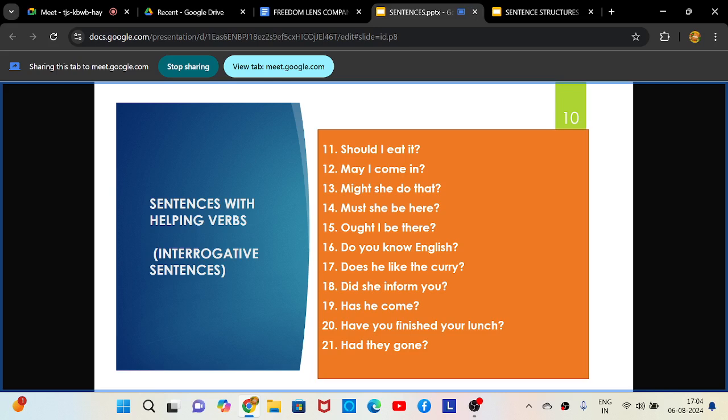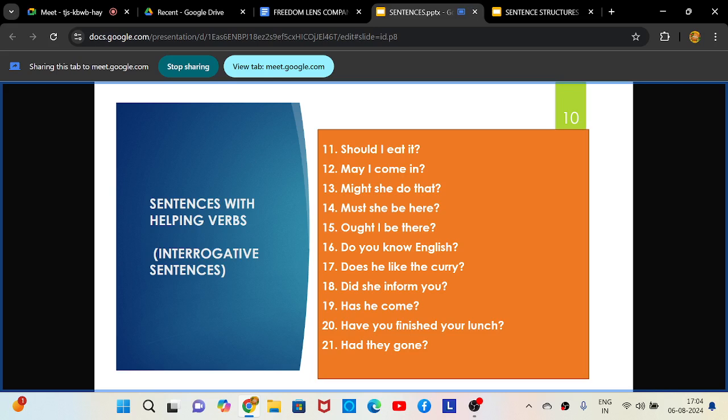Ought means nothing but it is same as must. Ought has the same meaning of must. We pronounce it ought. G and H are silent. Ought. Okay. So must she be here? Ought I be there? Same meanings only.